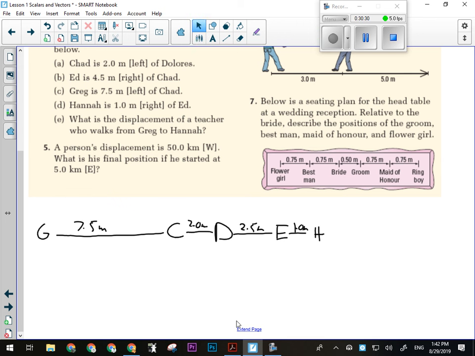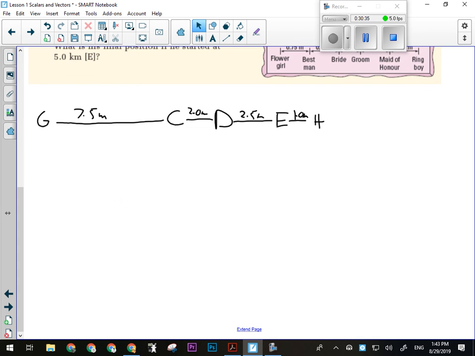Okay, I'll give you a minute or two on that one. So let's have a look at this. There are 2 ways to do this. They're essentially the same thing. One is algebraic, the other is diagrammatic. Okay, so we'll look at the algebraic one first.